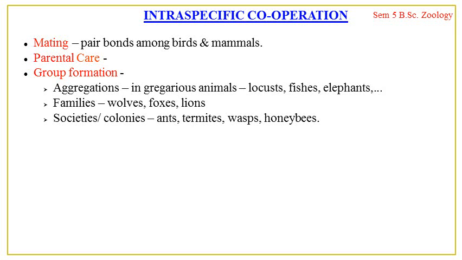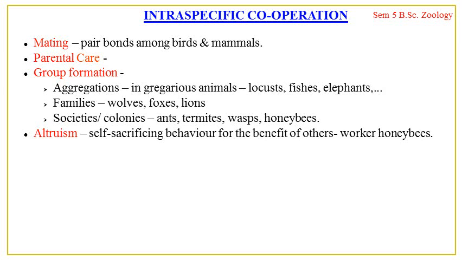In the case of honeybees, we can see there is a queen, there are many workers, then a few drones, and it is the worker group which takes care of the whole beehive, takes care of the queen, takes care of the younger ones. So all these are taken care of by the worker bees. So there is a group formation and all these members stick together to form a society. Okay, so that is group formation, seen as a part of the intraspecific cooperation.